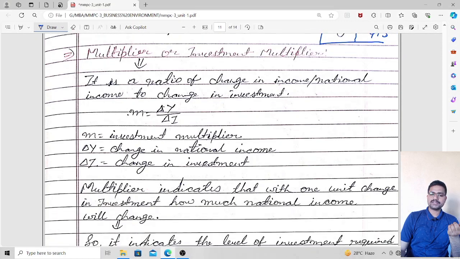So the investment multiplier is nothing but the ratio of the change in the national income to the change in investment. Here you see, M equals delta Y divided by delta I, the change in national income divided by the change in investment. It means the multiplier indicates that with a 1 unit change in investment, how much national income will change. That is indicated by the investment multiplier.